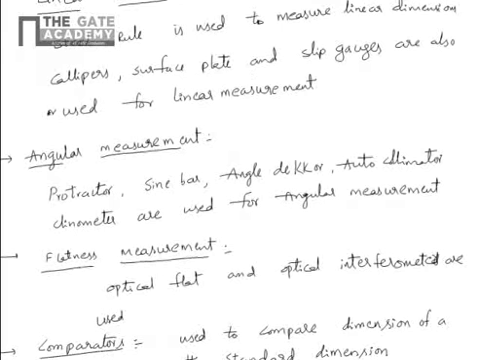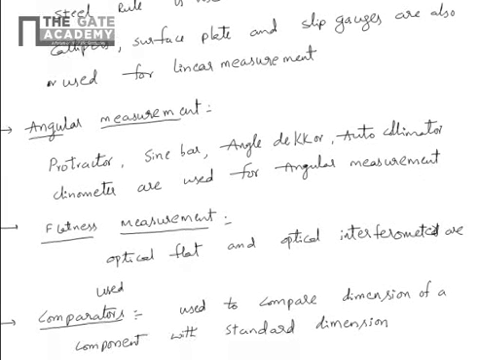Next, angular measurement. We use the protractor, as in the diagrams. The protractor is one of the angular measuring instruments which we use in our daily applications and in experimental applications. For accuracy purposes, sine bar, angle decker, autocollimator and clinometer are used for angular measurement. Next one is flatness measurement. Optical flat and optical interferometer are used for flatness measurement.